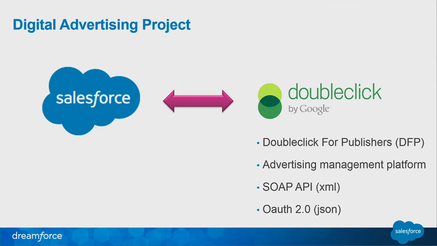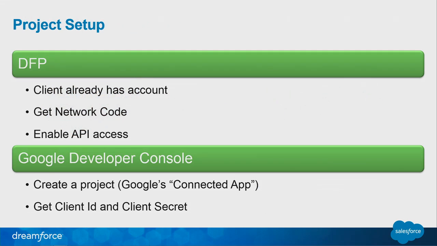The API is a SOAP API, so it uses XML, and we use OAuth to authenticate, the normal OAuth 2.0 handshake that Google has, and that's a JSON interface.